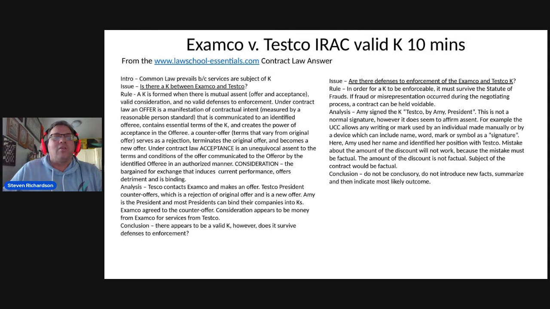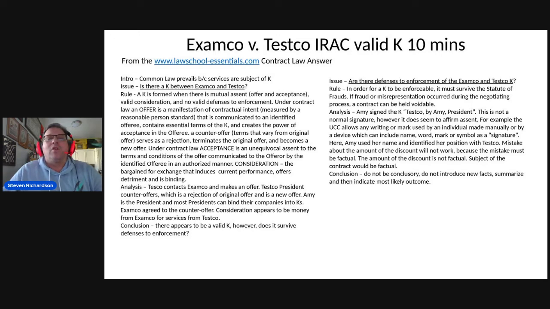So in the analysis, Tesco contacts Examco and makes an offer. Tesco president counter offers. Sorry, Examco contacts Tesco. So that counter offer is a rejection of the original offer and is now a new offer. Amy is the president. Most presidents can bind their companies into contracts. Examco agreed to the counteroffer. Consideration appears to be money. So there appears to be a valid contract, but it needs to survive the defenses to enforcement.